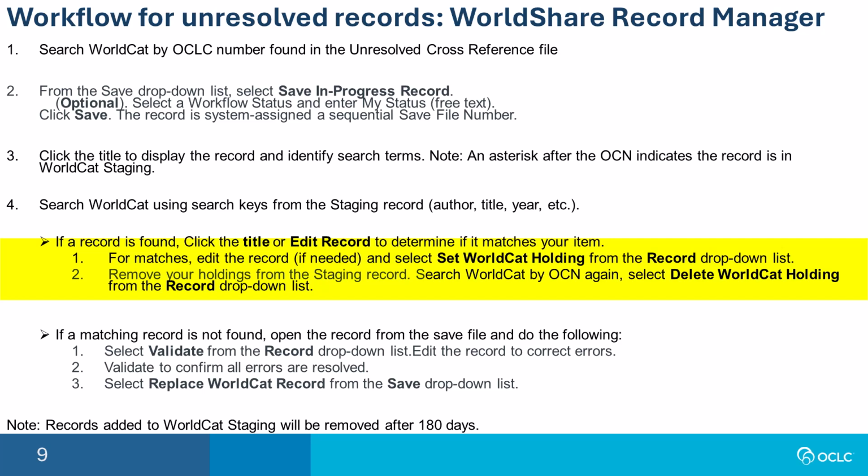Then, to remove holding from the staging record, search WorldCat by the staging record OCN again. Select Delete WorldCat Holding from the Record drop-down list.